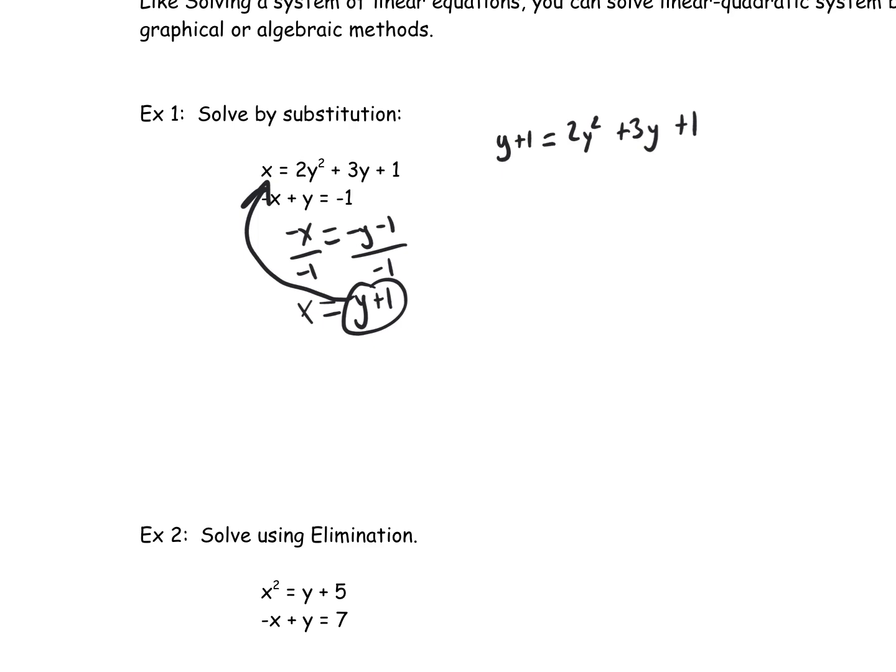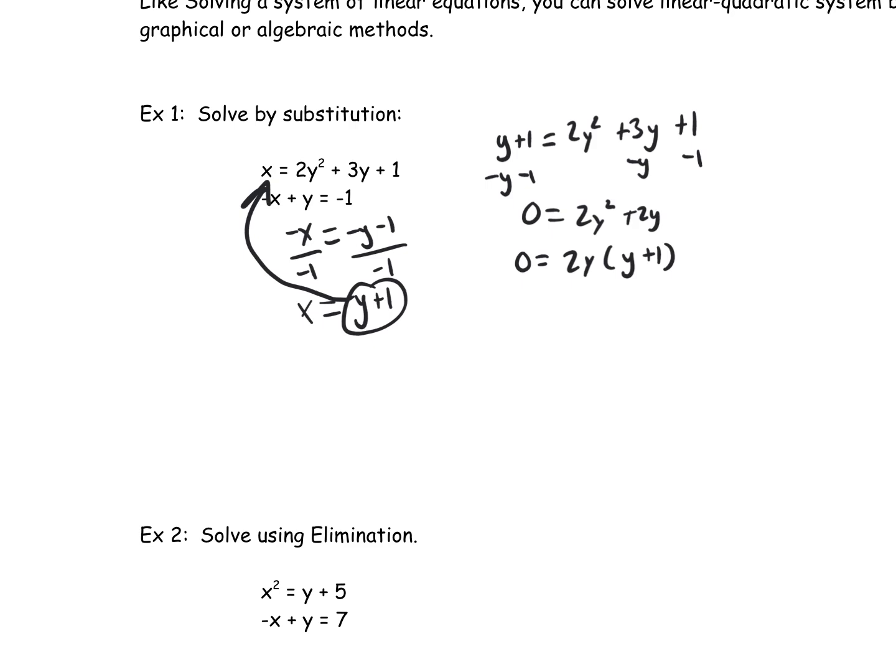All right, so now we have a quadratic equation with one variable. So we're going to isolate everything to one side. We subtract y off of both sides, and we subtract a 1 off of both sides. And so we get 0 equals 2y squared plus 2y, because the 1 and the -1 cancel out. From here we can factor, we can look for a greatest common factor. We can pull a 2y out of both of those, and that leaves us with a y plus 1. So 0 is equal to 2y times y plus 1, and now we can use our zero product property.